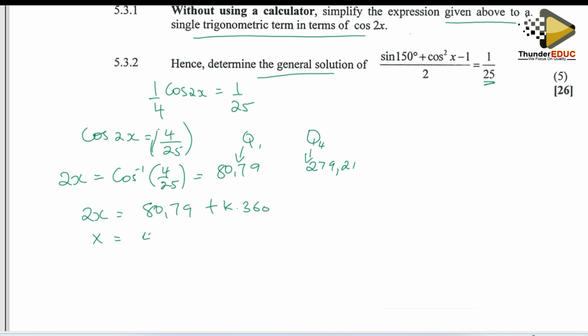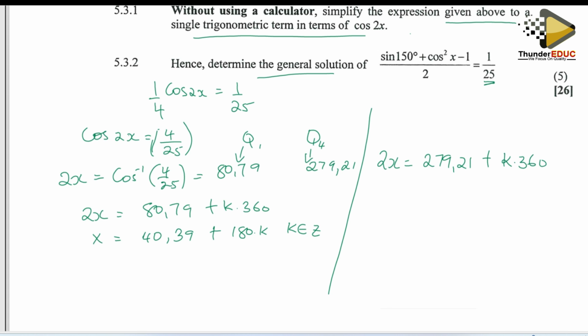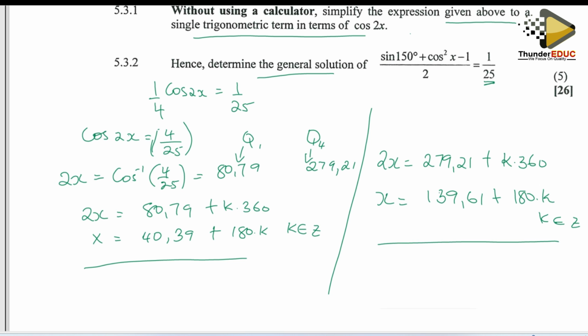This is going to be 40.39 plus 180 times k, where k is an element of the integers. That's the first quadrant. And then in the fourth quadrant, I'll have 2x is equal to 279.21 plus k times 360, divided by 2. That's going to give me 139.61 plus 180 times k. So that's how we would get those general solutions.